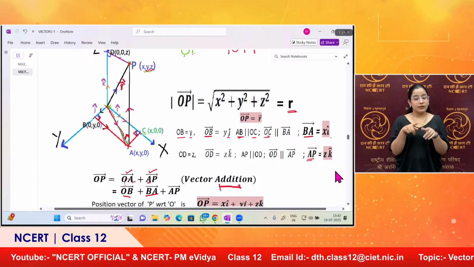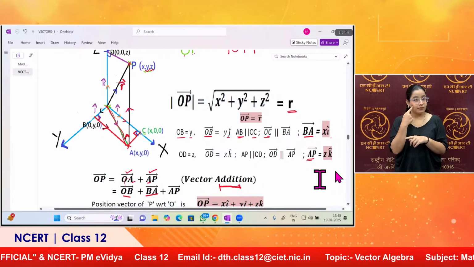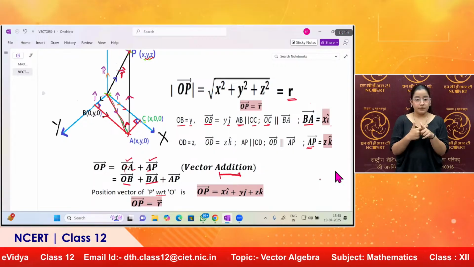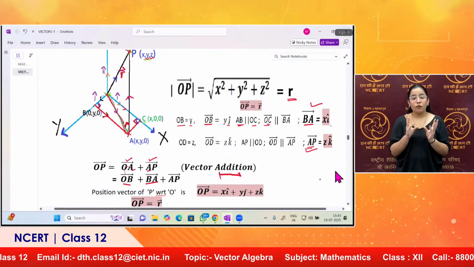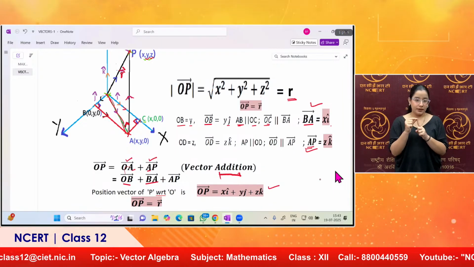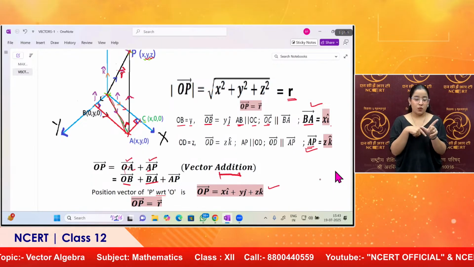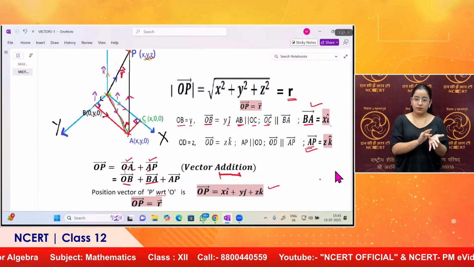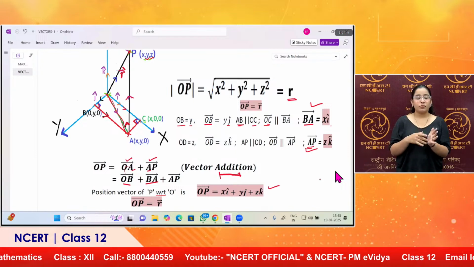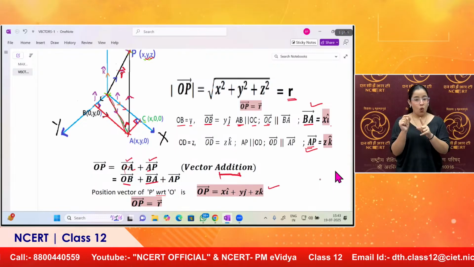So what is vector OB? We have it as xi. What is vector BA? This is yj. All the details are here. Replace those values and you'll find that you have expressed the vector OP in terms of x, y, z, its position, where it stands. It's a particular point in space. So we have given the reference of this particular point P as x, y, z, and we have defined this vector OP in terms of this reference point.